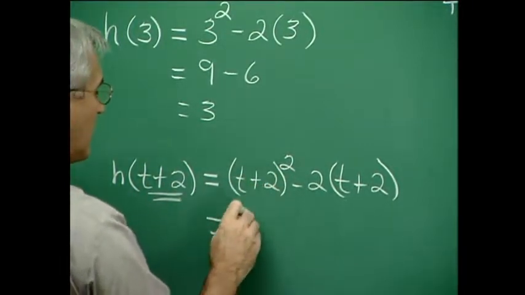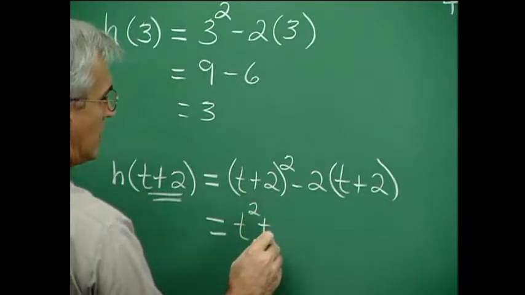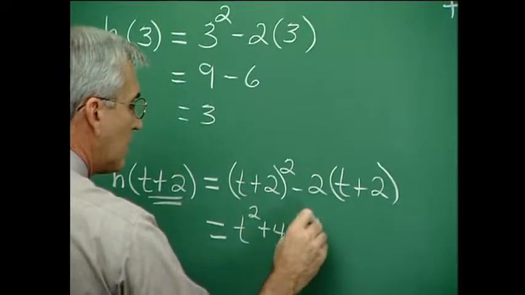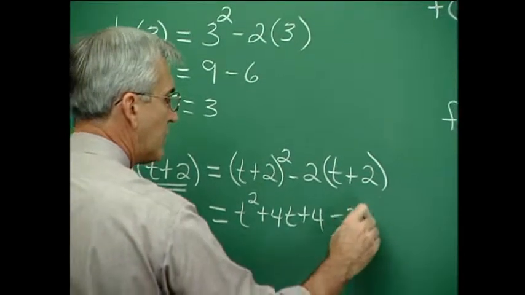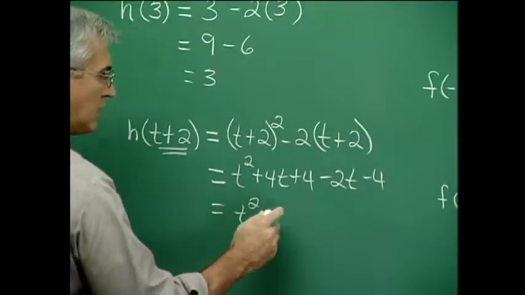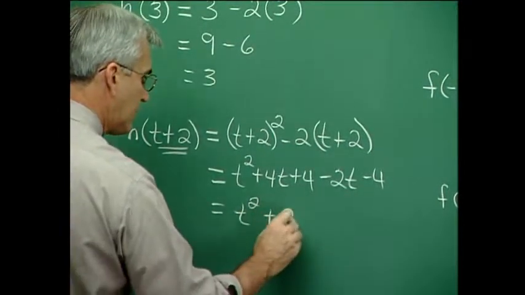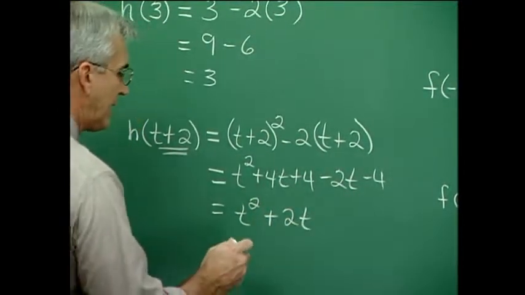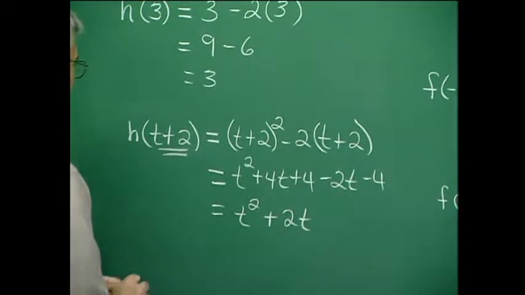All right, squaring here, we get t squared plus 4t plus 4 minus 2t minus 4. And collecting here, t squared, 4t minus 2t is 2t, 4 minus 4, oh happy day, they go out. So this is h of t plus 2.